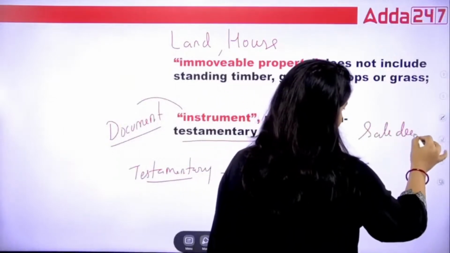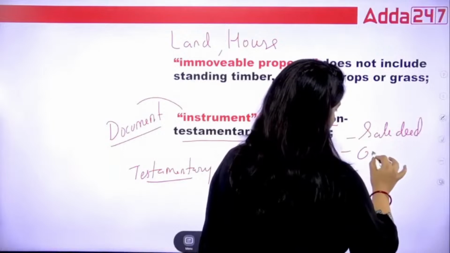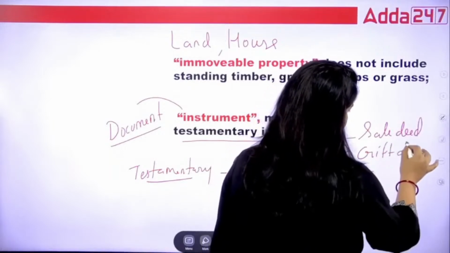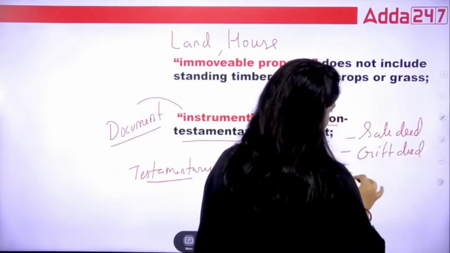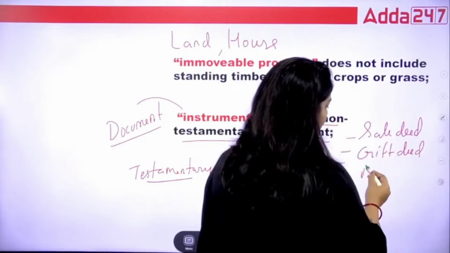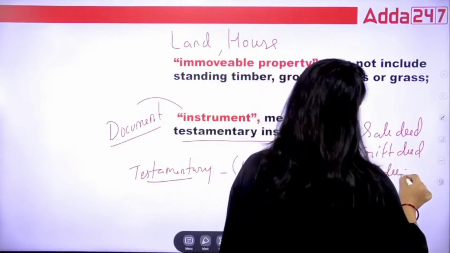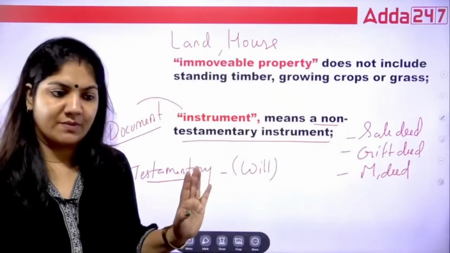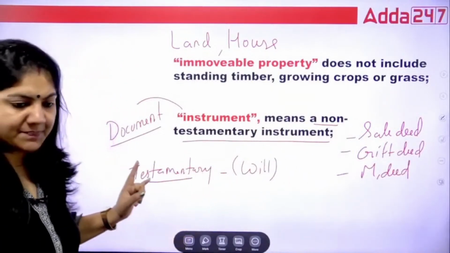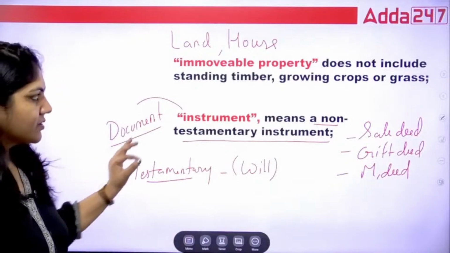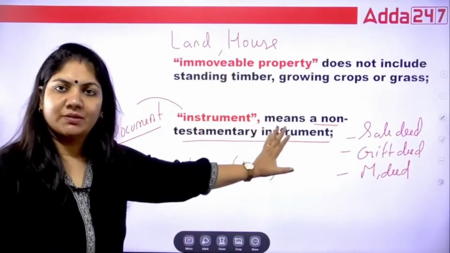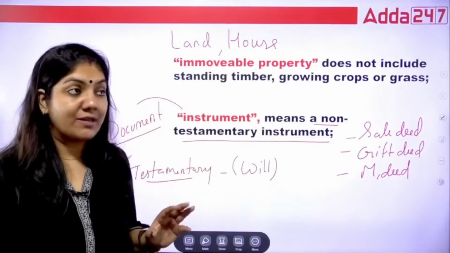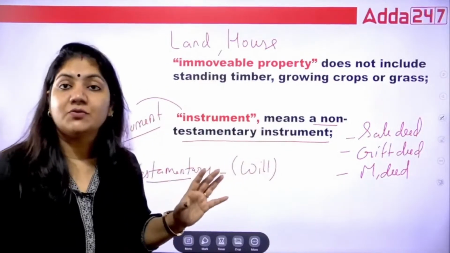sale deed, gift deed, mortgage deed, etc. So these are examples of the term non-testamentary. Is that clear, class? Okay. So just try to understand each word in a very clear manner so that you cannot forget in the future.